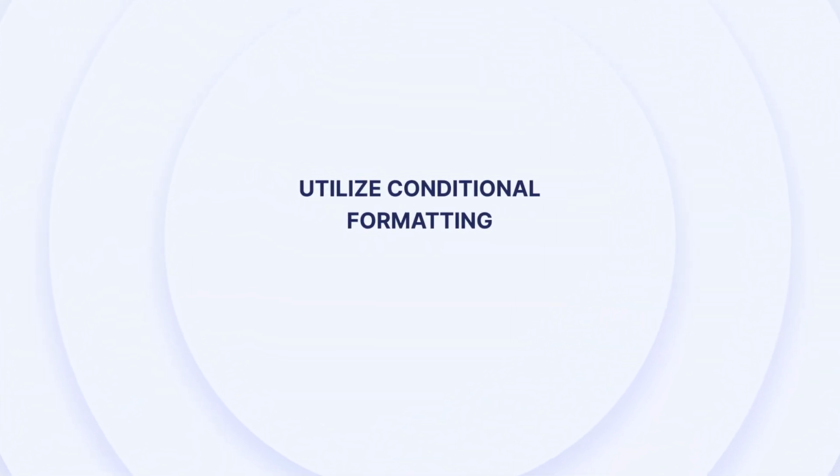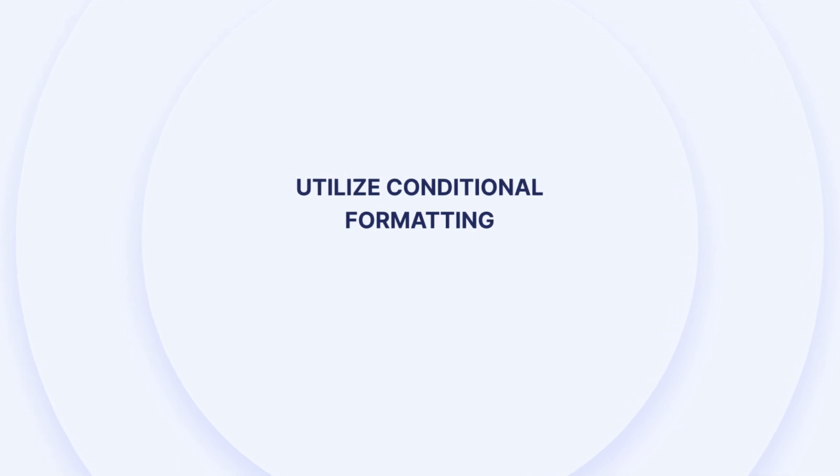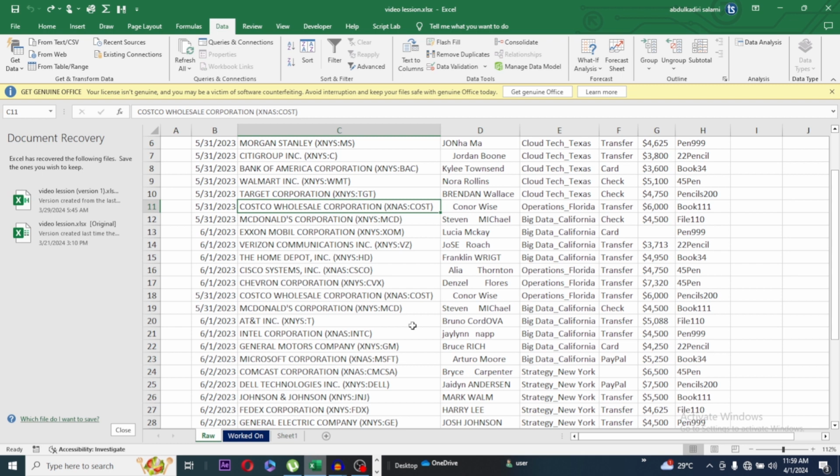Okay, let's talk about step 4. Utilize conditional formatting. Basically, this highlights important trends in your data while keeping it secure. We use conditional formatting to automatically format cells based on certain criteria, making it easier to spot outliers or potential issues. Right now we have my G6.